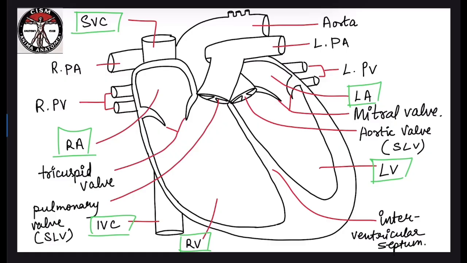Whereas there is the aorta, which is further divided into different branches, which we will cover in another video. There are two pulmonary arteries, one right pulmonary artery and one left pulmonary artery. But there are four pulmonary veins. Two are the right pulmonary veins and two are the left pulmonary veins.